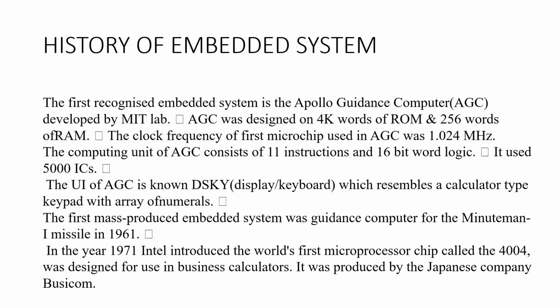Okay. So first, the mass produced embedded system was with the guided computers, that is, a large number of embedded systems with guided computers. Finally in 1971, Intel was the first to make a microprocessor chip called 4004, which was used for business calculators, and it was produced by a Japanese company.